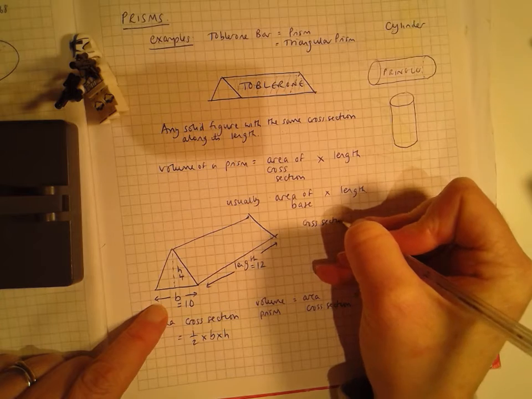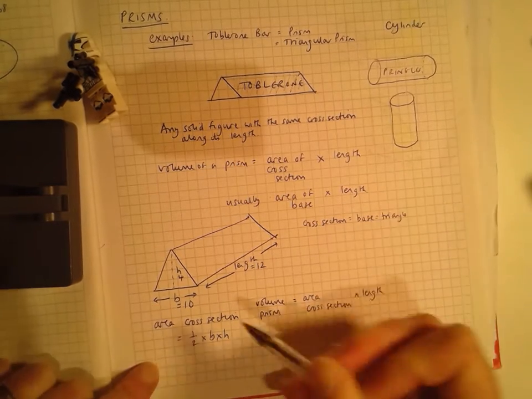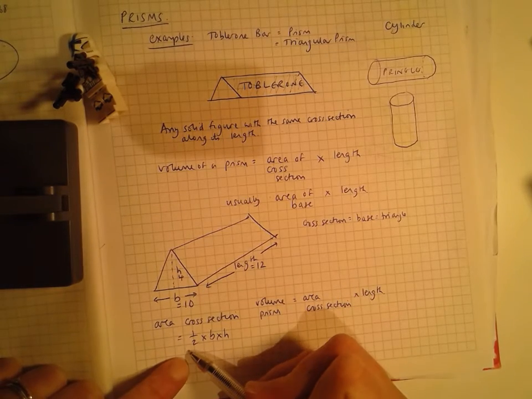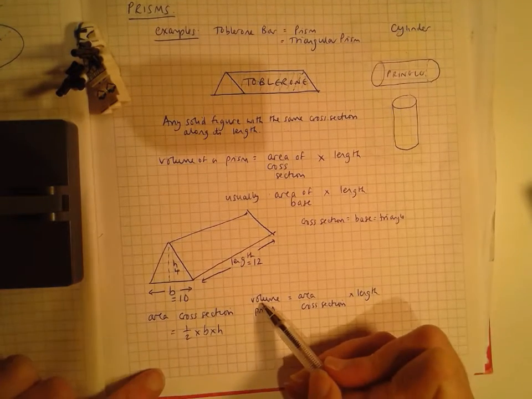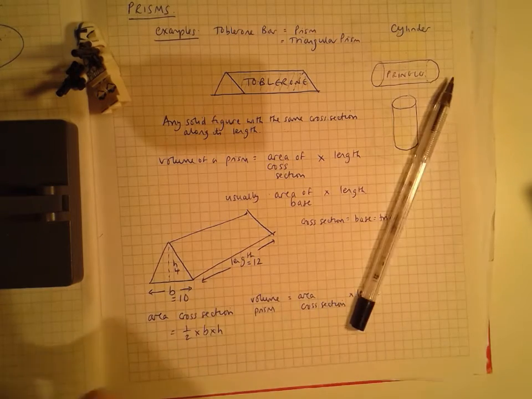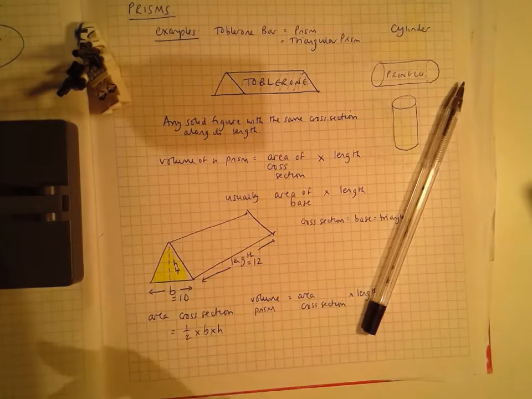Okay, and that's the base, is a triangle. So if you remember, the area of the cross section will be the area of a triangle, which is a half times base times height. So the volume of this particular prism will be the area of this end, let's color it this color, the area of this end multiplied by the length of the object.